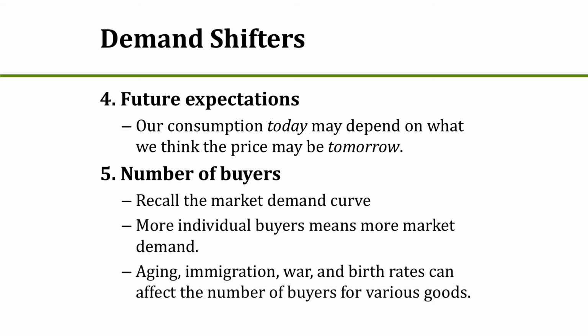The next demand shifter is the number of buyers. If you have more individual buyers in the market, that means we have more demand. That's why if the number of buyers increases, the demand will increase and shift to the right. Vice versa, of course. When the number of buyers decreases, demand will decrease and shift left. Aging, immigration, war, birth rates, these kinds of things can also change the number of buyers in the market and affect the demand.